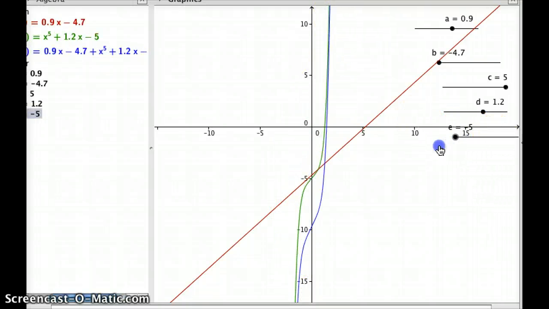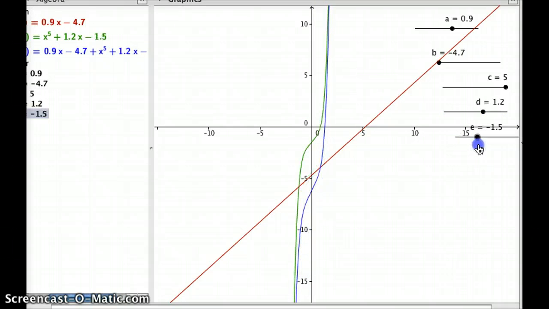And then if we move the y to negative, it moves it negative. If we move it positive, it moves it also positive.